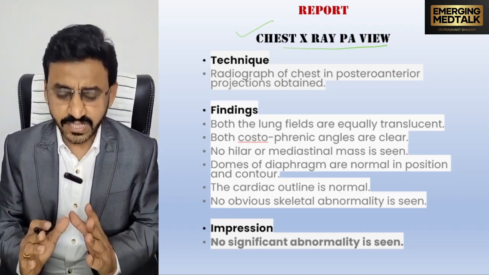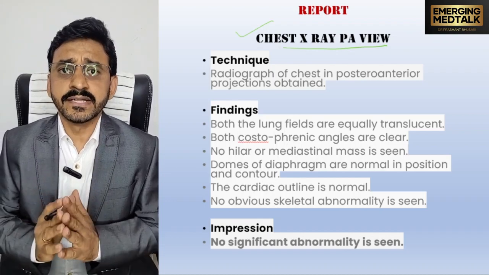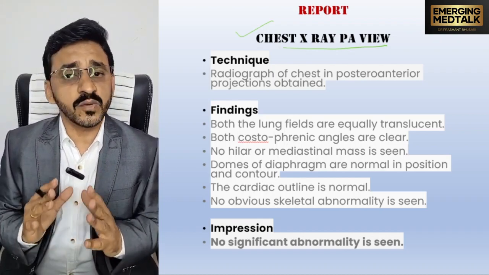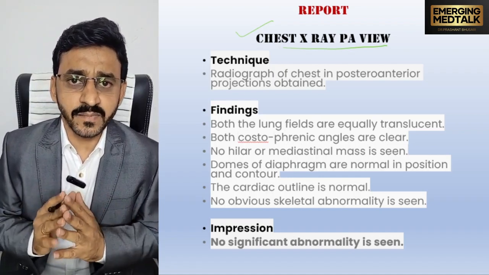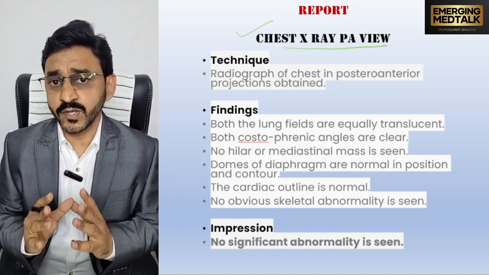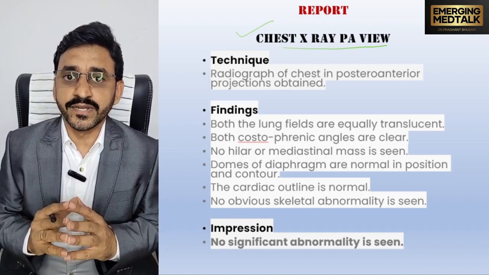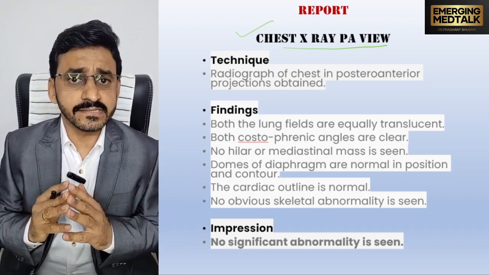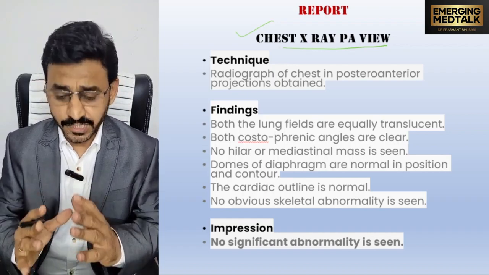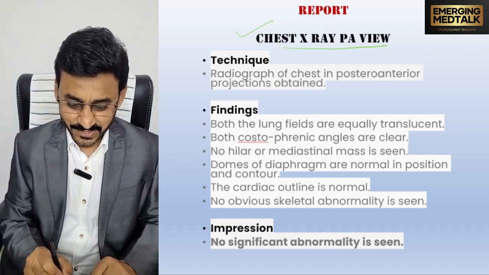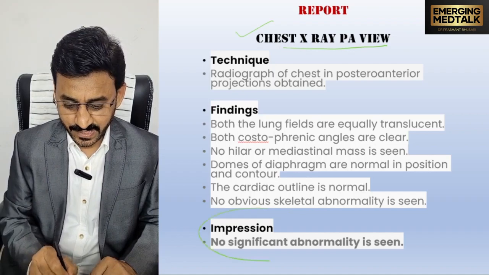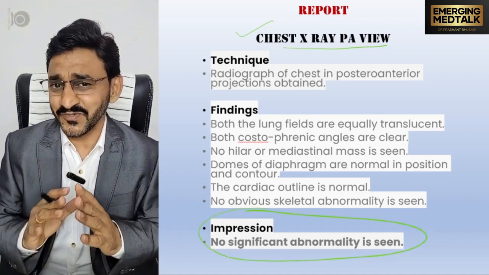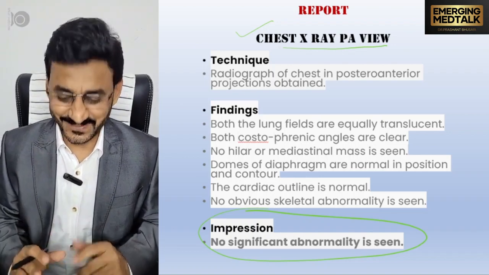Findings: both lung fields are equally translucent. Both costophrenic and cardiophrenic angles are clear. There is no hilar or mediastinal mass. Both domes of the diaphragm are of normal contour and position. The cardiac outline is normal, and there is no obvious skeletal abnormality or fracture. The impression is: no significant abnormality seen on the present X-ray. So very simple, the normal X-ray.